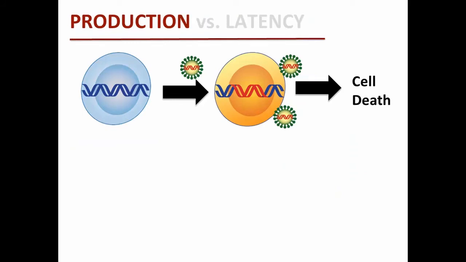So to make a very simple scheme, the production of the virus is the phenomenon by which a cell, after activation, starts to produce virus.